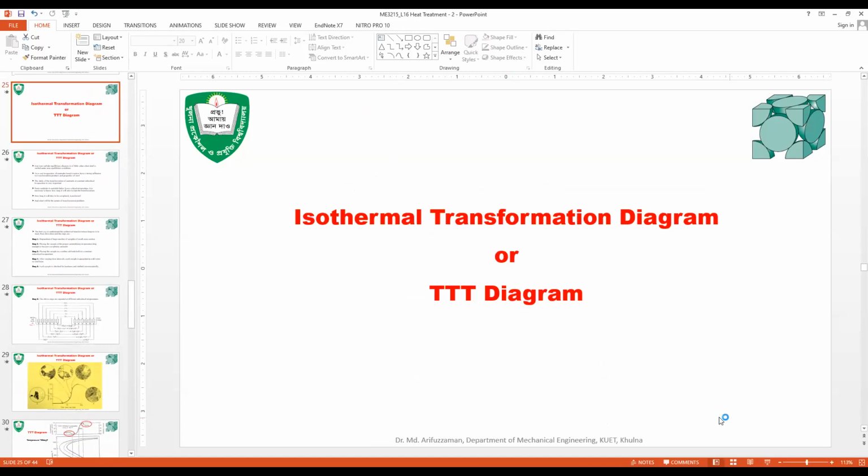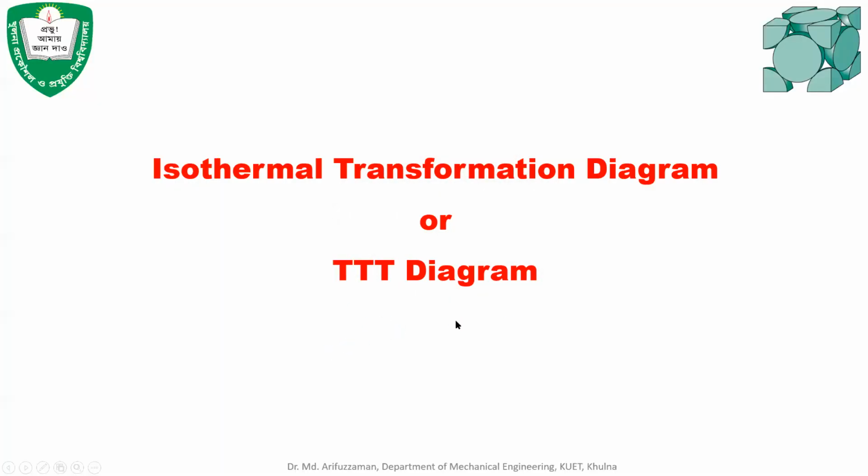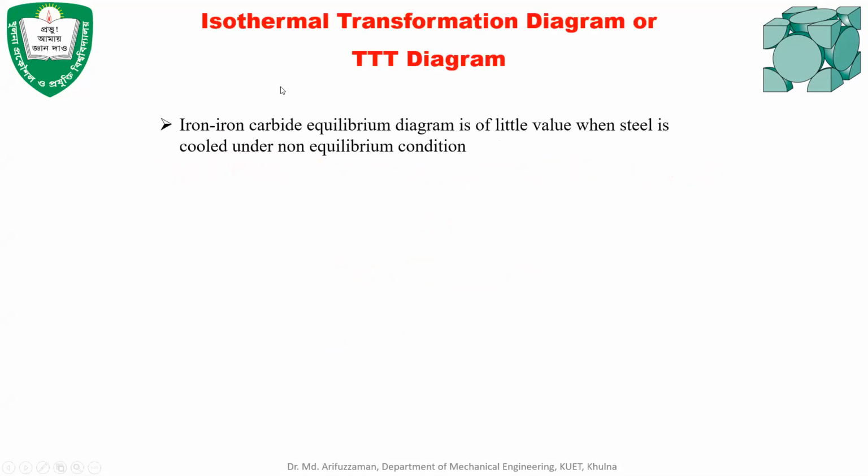And now we want to start the isothermal transformation diagram, which is called the TTT diagram. That means at a constant temperature, when austenite is transformed into various products, that is called the transformation. And TTT means time, temperature, and transformation. Since the transformation depends on the time and temperature, it's called the TTT diagram, time, temperature, transformation diagram, and also called the isothermal transformation diagram, that means the IT diagram.